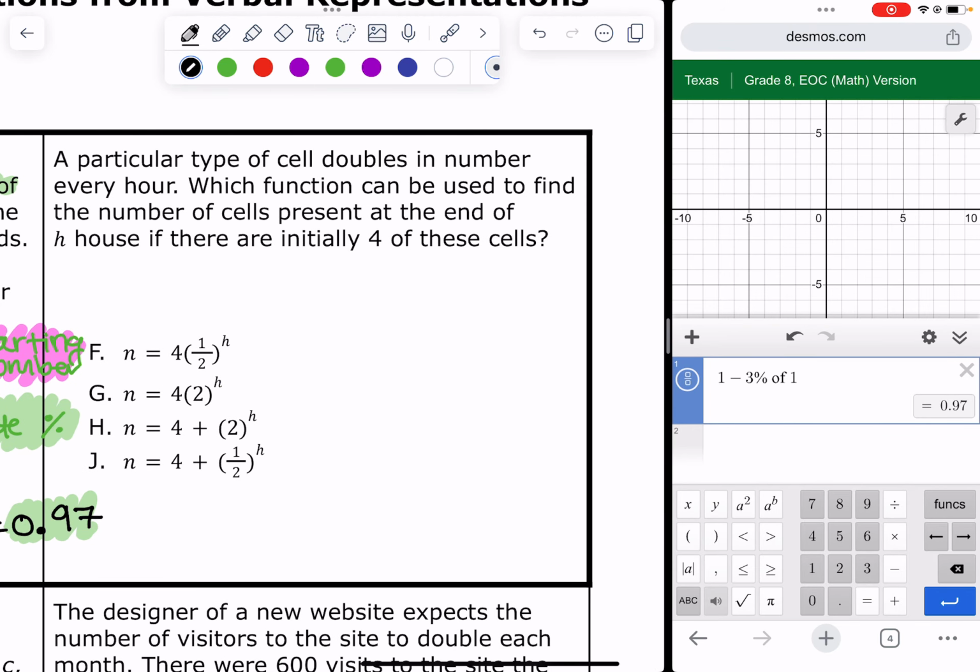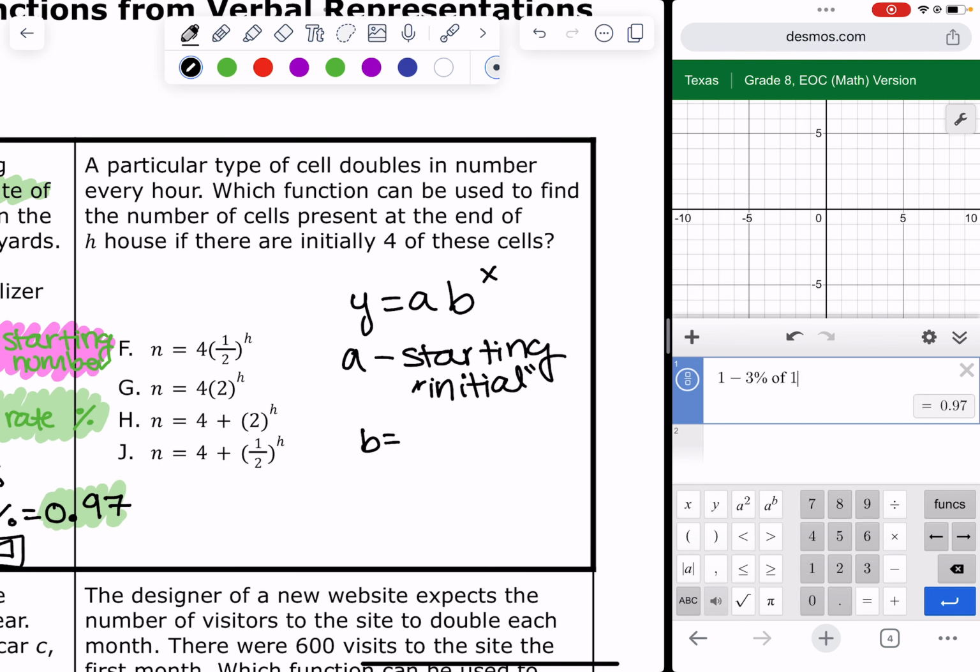Then on to the last one. A particular type of cell doubles in number every hour. Which function can be used to find the number of cells present at the end of x hours, if there are initially 4 of these cells? So I have y equals a, b, x. And again, a is your starting, also known as your initial, and b is your rate.